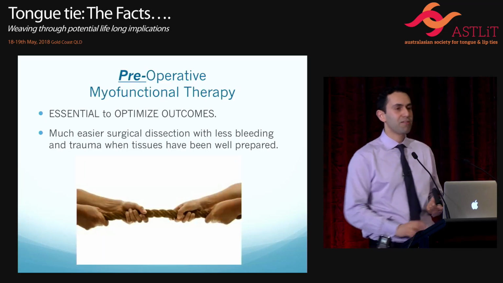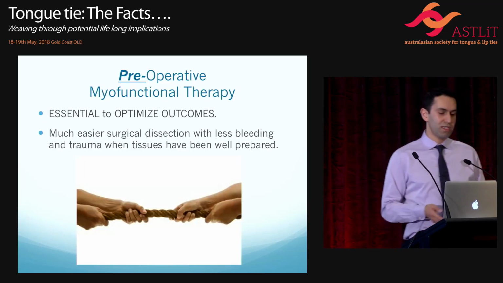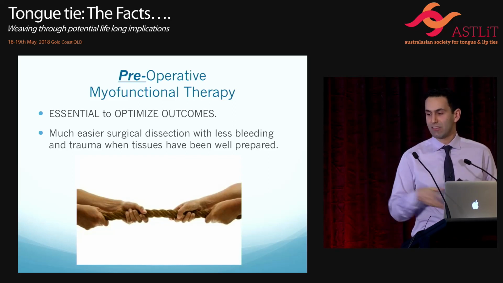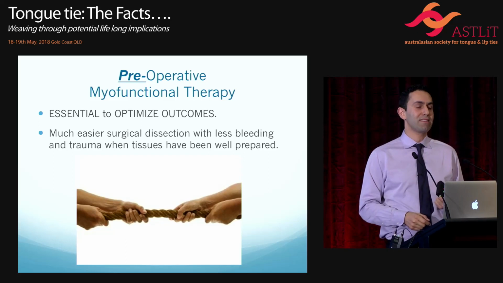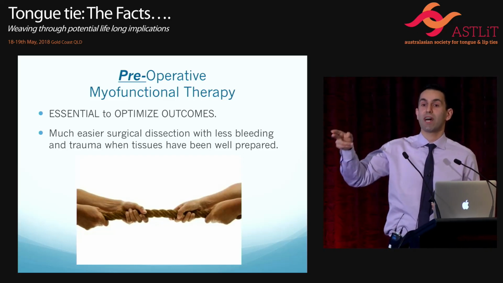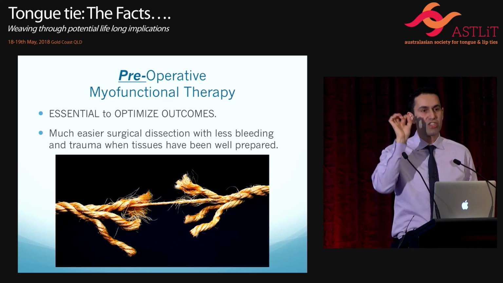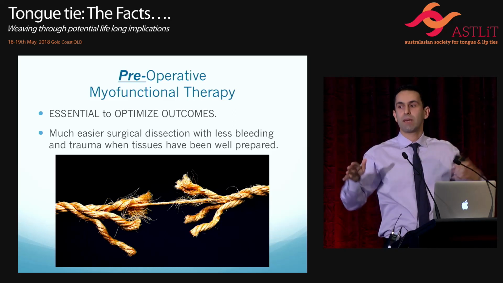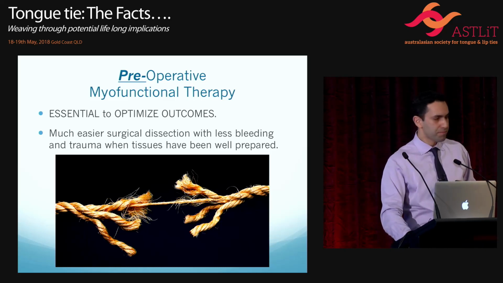In our practice, myofunctional therapy is essential to optimize the outcomes because the dissection is a lot easier, and I hope to share that with you in one of the cases that you'll see. You'll see that when the tissue is optimized, you don't have to do a lot of cutting. You can just touch the tissue very gently, and the tissue itself will separate. Okay? And I'm going to demonstrate this with you in our cases.